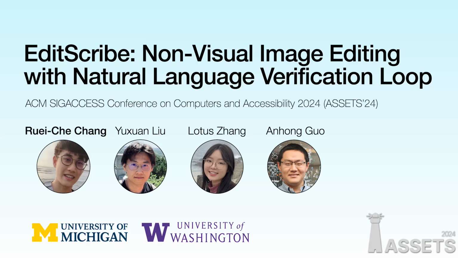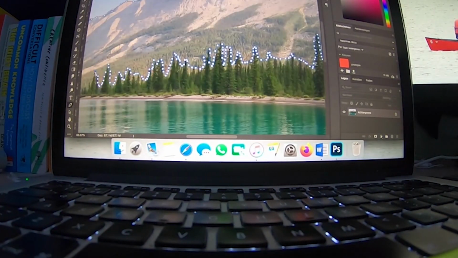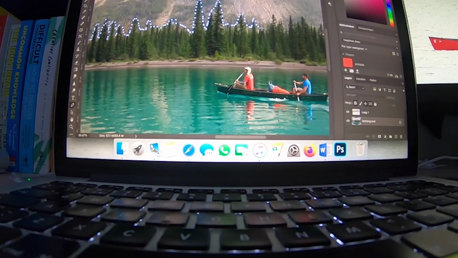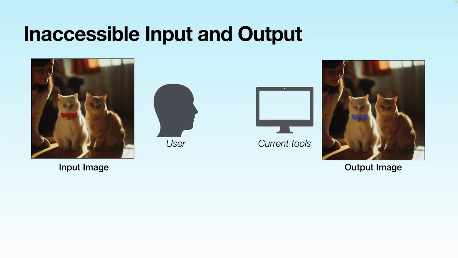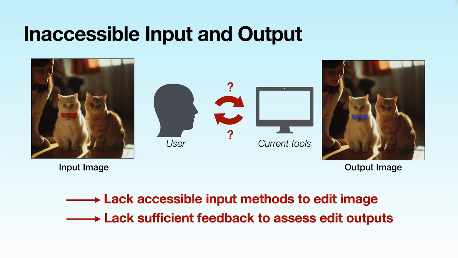We present EditScribe, non-visual image editing with natural language verification loops. Image editing is a task that heavily relies on visual ability, where one needs to see the image, make adjustments, and visually assess the results, then iterate. However, current image editing tools do not provide accessible methods for blind or low vision people to make adjustments to the image and also lack sufficient feedback for users to assess the edit outputs.